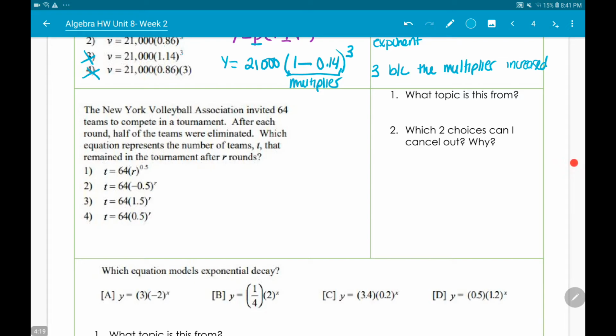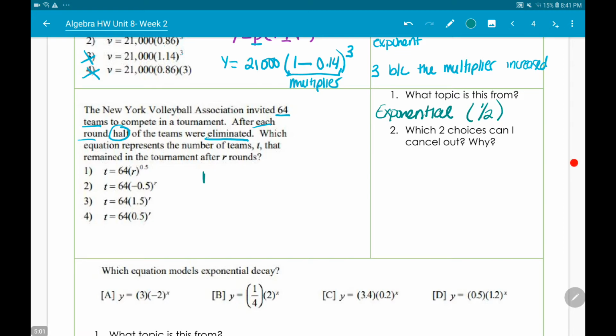Let's move it down here. The New York Volleyball Association invited 64 teams to compete in the tournament. After each round, half of the teams were eliminated. Which equation represents the number of teams that remained in the tournament after r rounds? So let's set this one up differently. Again, we're eliminating half each round, so each round gets multiplied by a half. That kind of sounds like exponential to me again. And we're talking about half-life. That's what gave it away.